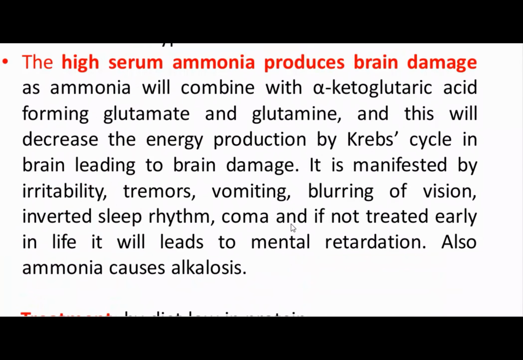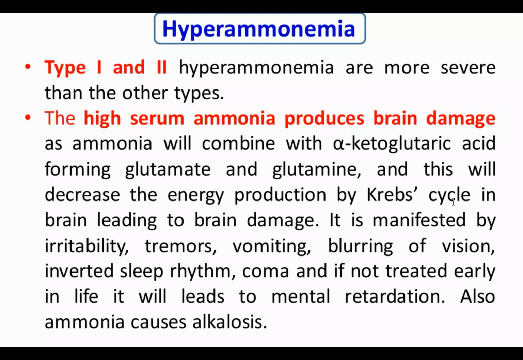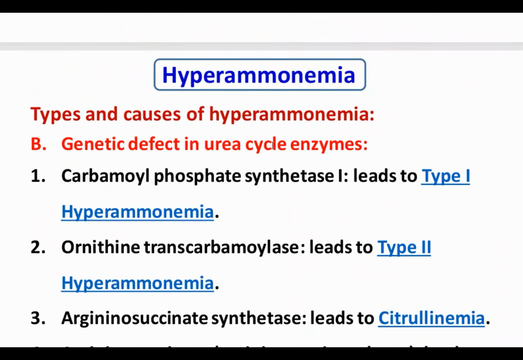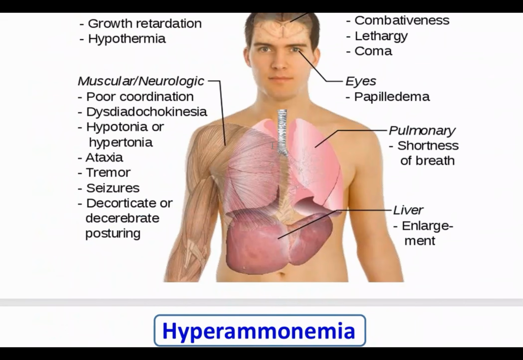So this is all about the urea cycle, and we have covered the steps of the urea cycle as well as the diagnosis and symptoms of the urea cycle disease, hyperammonemia. One important thing we also discussed: when the high serum ammonia level is produced, the brain is damaged. In this way, the urea cycle is very important for practical cases, and hyperammonemia leads to brain death.